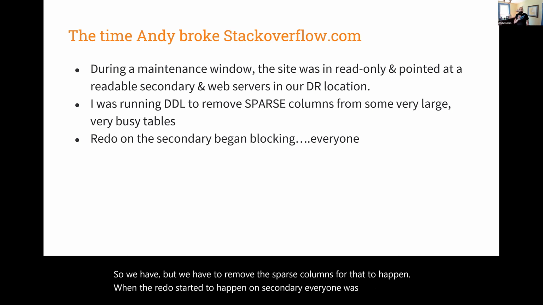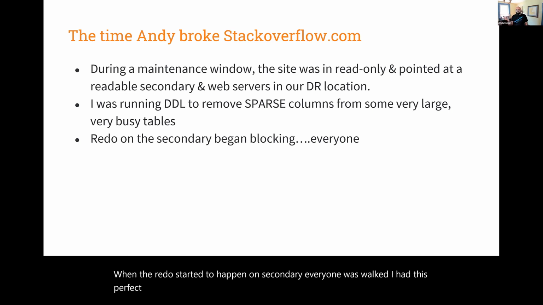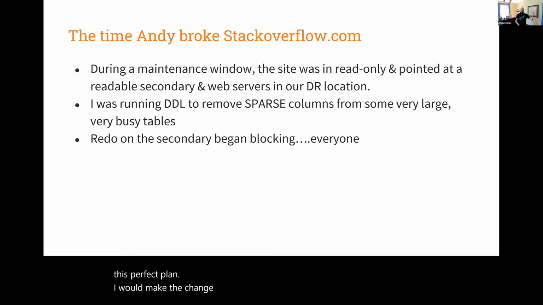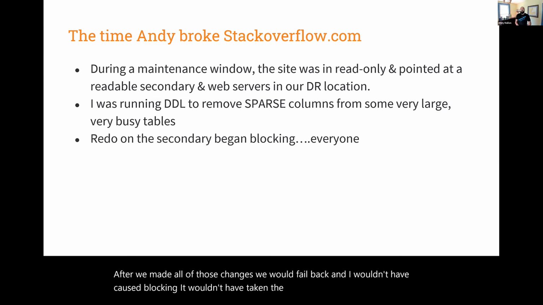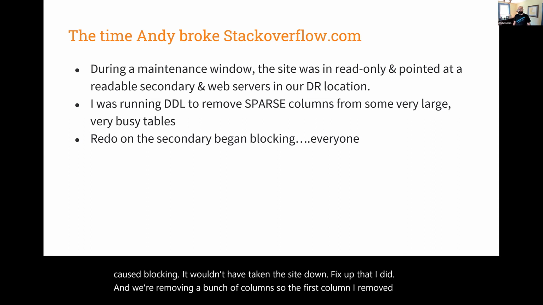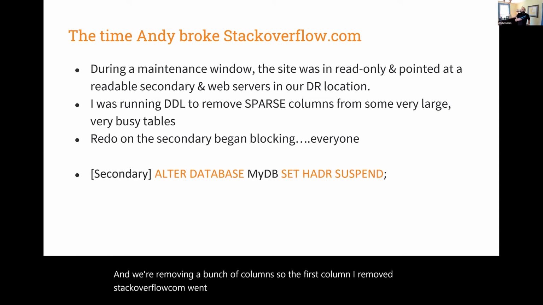I had this perfect plan. I would make the change on primary while we ran out of our DR location. Nothing would go wrong. After we made all of those changes, we would fail back and I wouldn't have caused blocking and wouldn't have taken the site down, except that I did. And we were removing a bunch of columns. So the first column I removed, stackoverflow.com went down. In the middle of the maintenance window, we altered our approach.